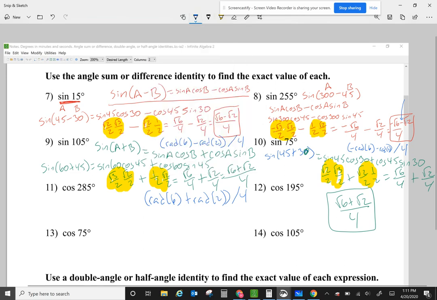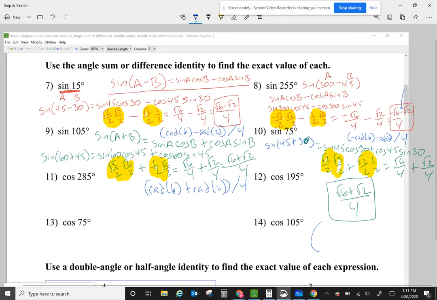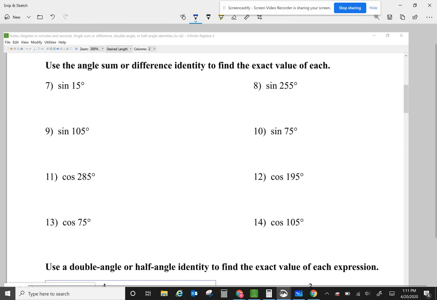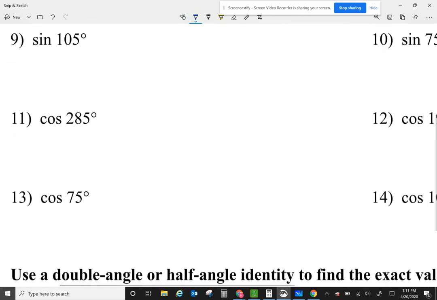Now, for typing purposes, because there's a plus sign on the top, I'm going to use a big parentheses. And I have radical 6 plus radical 2 all over 4. Nice. For space purposes, let me erase everything. You guys can always pause the video, rewind. Let me erase everything. So now let's talk about cosine.